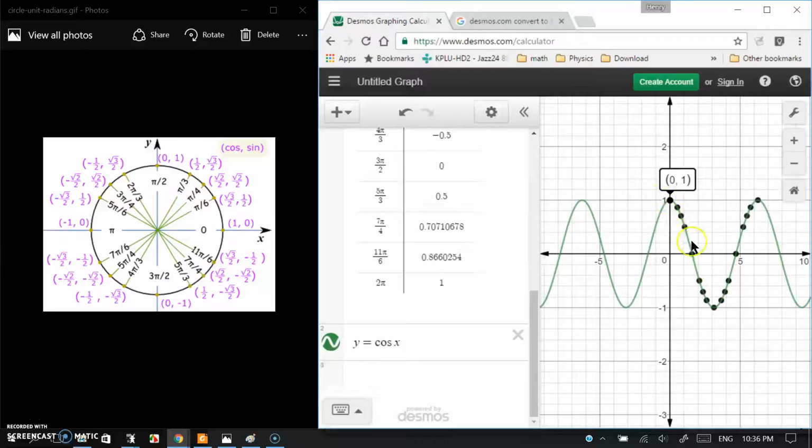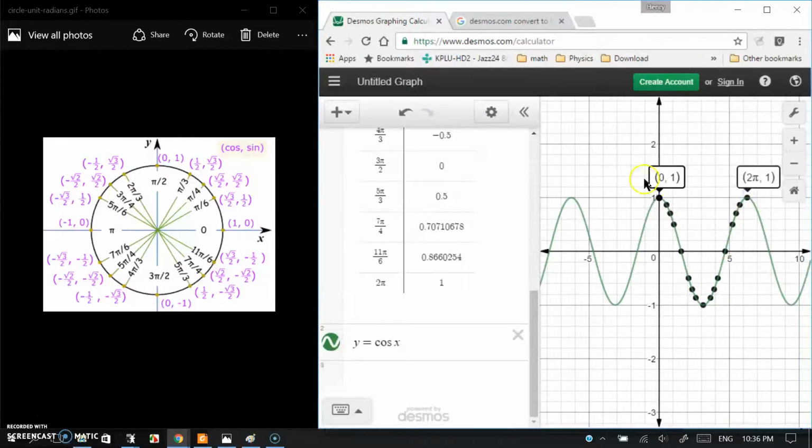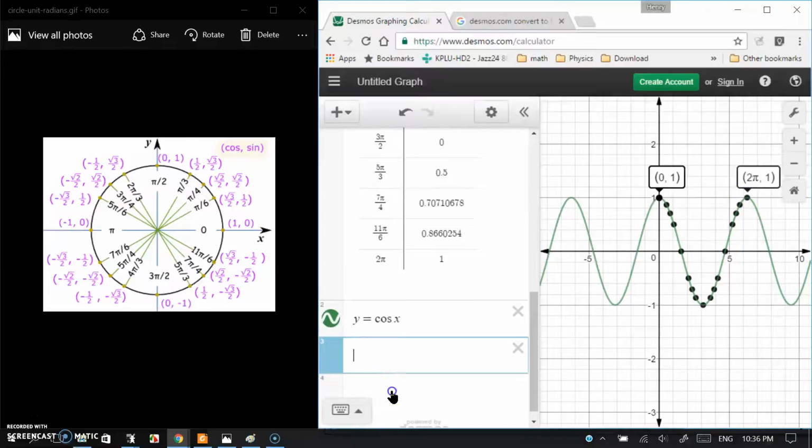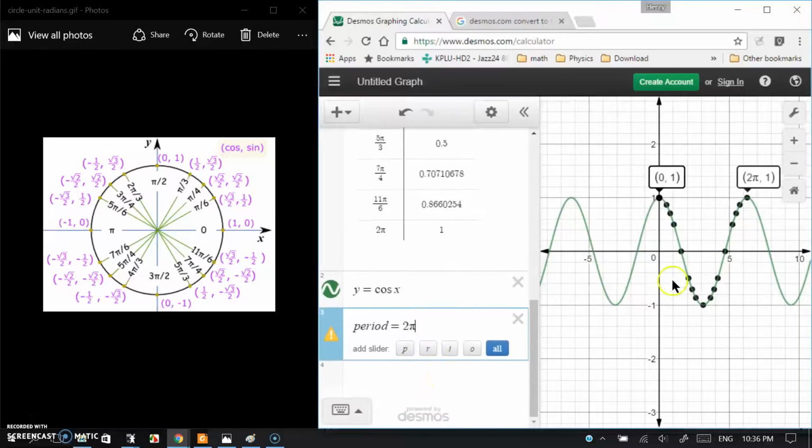And then it's going to go down, hit the 0, hit the x-intercept, hit the minimum, come back up to 0, and then hit the maximum again. So how long does it take for the cosine graph to repeat the cycle? In other words, what is your period? Your period will be 2 pi. Okay, your period is 2 pi.